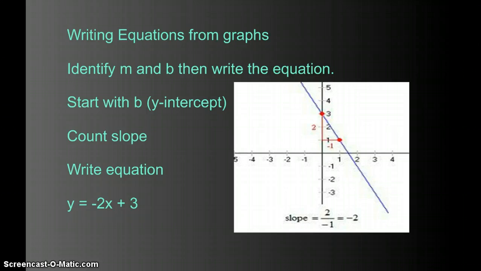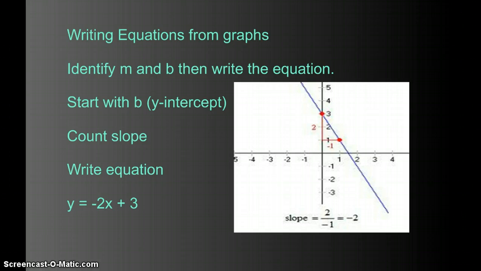When asked to write an equation from a graph, we simply look to find those exact same values. We're looking for our y-intercept and we're looking for our slope. The y-intercept is usually the easiest to find, and so we go ahead and just find where our graph hits the y-axis. In this example on the right, we see that there's a red dot where it hits the y-axis at 3, so there's our y-intercept at 3.